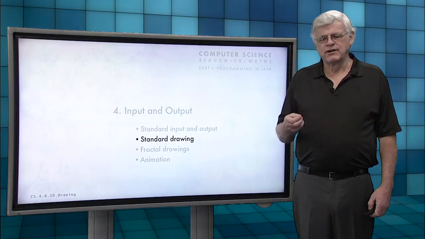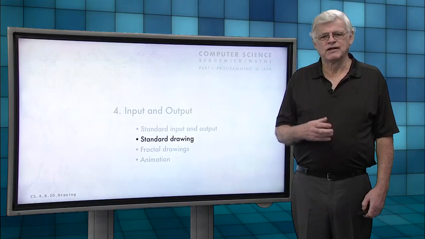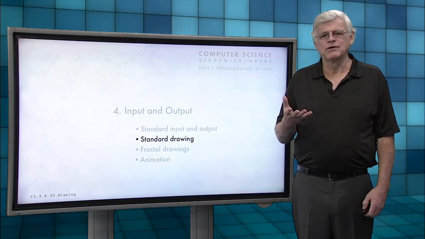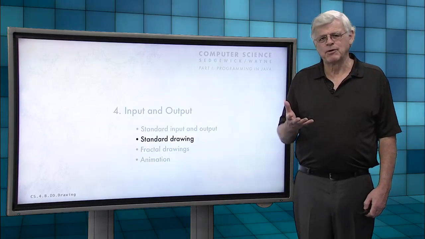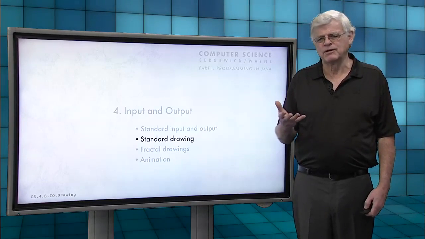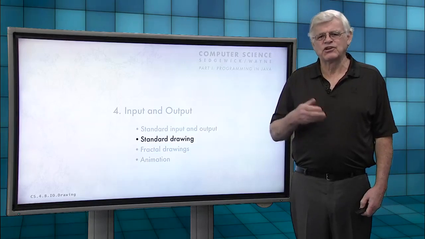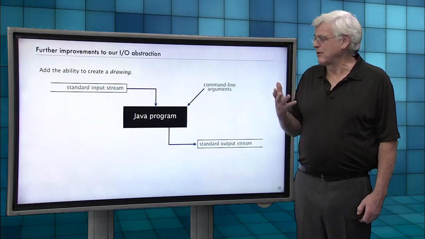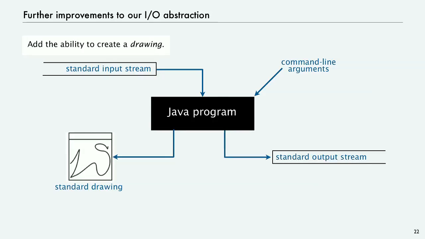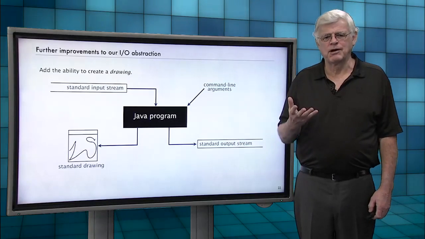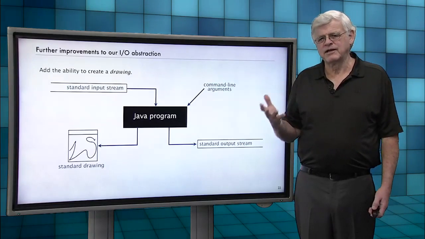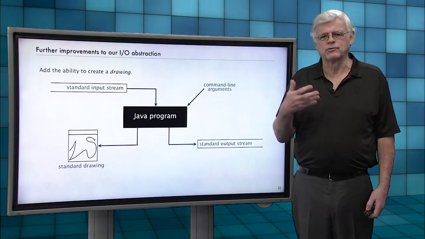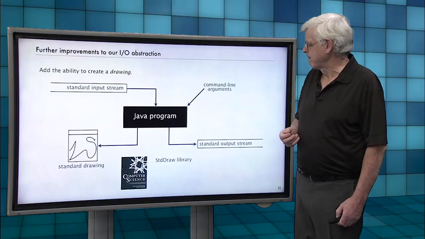Next, we're going to look at another abstraction for output that's extremely flexible and you'll find very useful in having your programs produce output that's useful. It's called standard drawing. So now we're going to extend our I/O abstraction to add the ability to create a drawing. And we're going to use a relatively small set of commands, but you'll be surprised at the interesting output that you can produce with a small Java program.